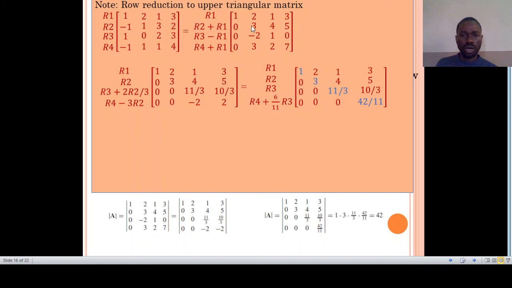All right. Say that row 3 plus 2 row 2 divided by 3. Okay.